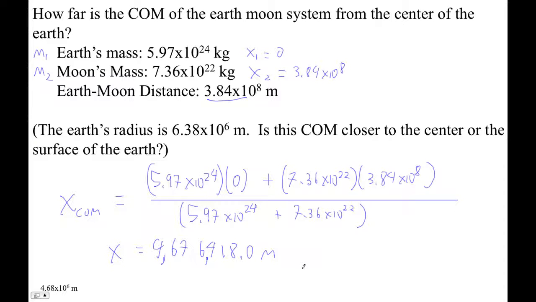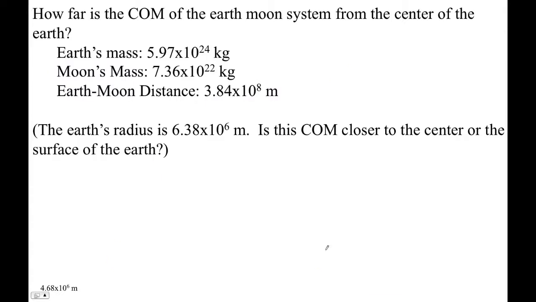All right. So that is 4.68 times 10 to the 6th meters. Okay. Now, good question, right? That's the end of the problem, but you know, the answer to the question of why there are 2 tides.